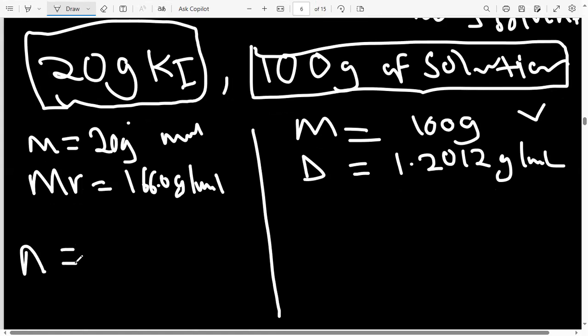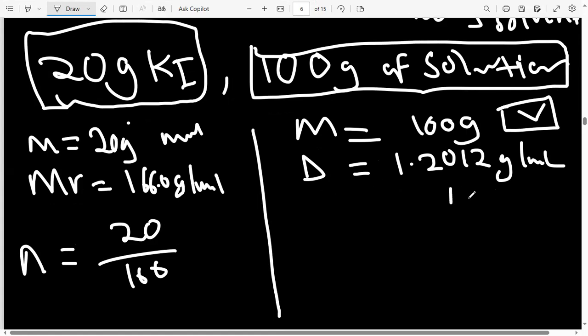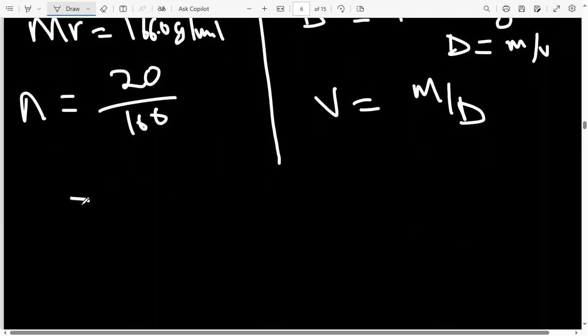So moles is just going to be equal to 20 divided by 166. And then here, for density, we have the mass. So what is the volume? We know that density is equal to mass over volume. So let's make volume the subject of the formula. It will be V is equal to mass over density. So this 20 divided by 166, what is it going to give us? Let's find out.